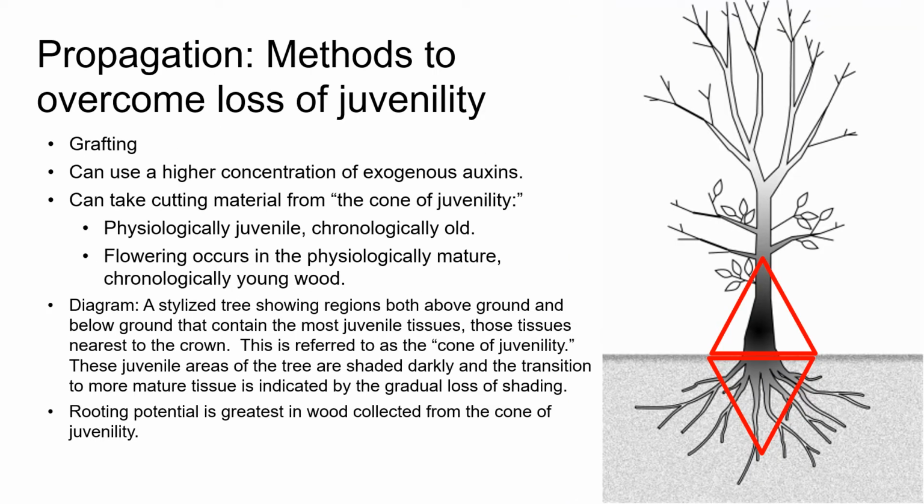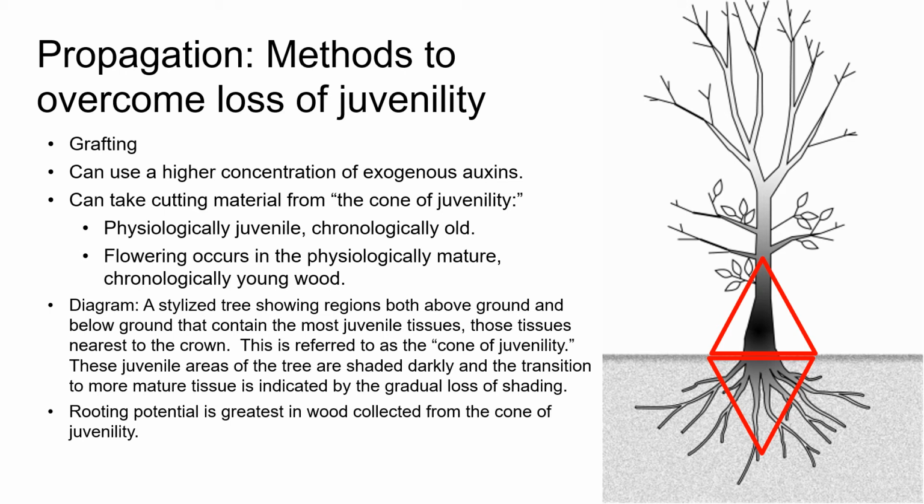One way to bypass the problems caused by the loss of juvenility is to use grafting techniques instead of stem cuttings, and we'll talk about grafting in week 16. Another method we can try is also to use a higher concentration of exogenous auxins, probably at least 16,000 parts per million of IBA or even higher. We can also take cutting material from the cone of juvenility.